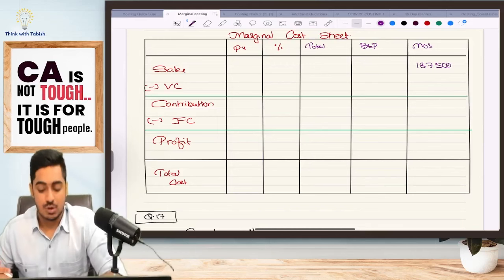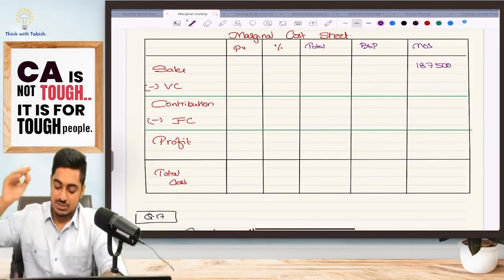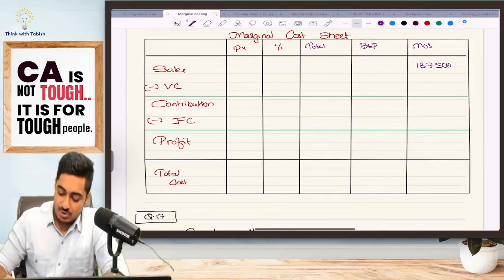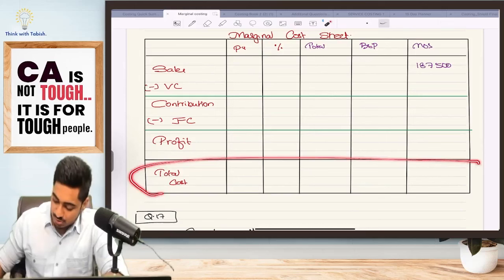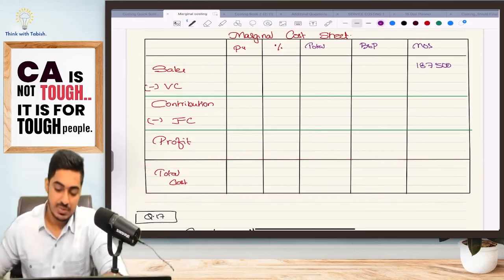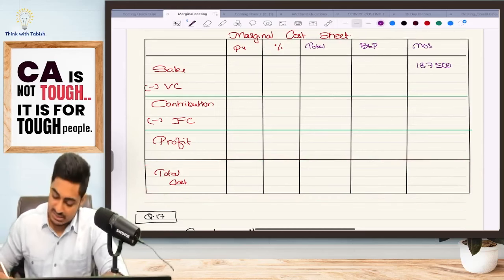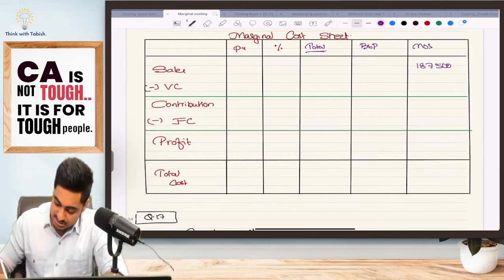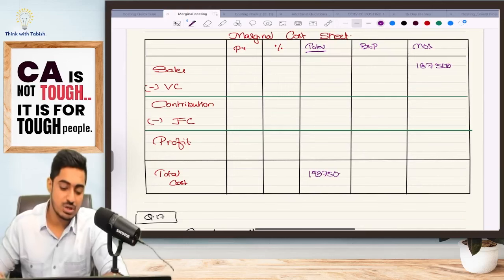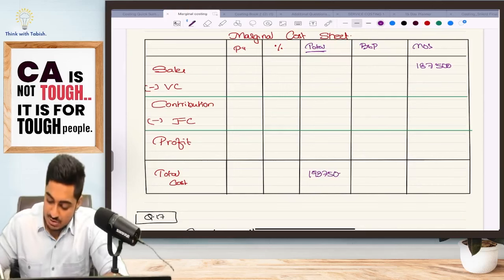Great. Total cost is given. Tell me in total cost what all will be there. Variable will also be there, fixed will also be there. So I will just add one more row at the end telling total cost, because that information is given. What is my total cost, students? 193,750. Okay, great. What more is given? BEP is 1,250 units. MOS is 3,750 units.